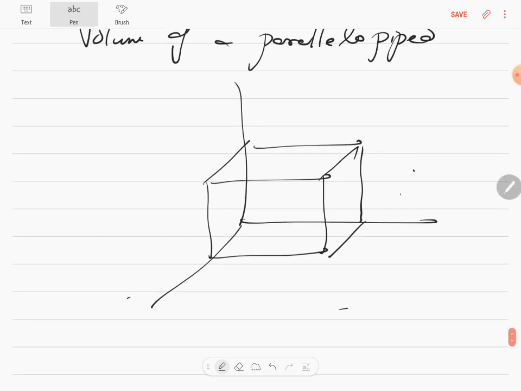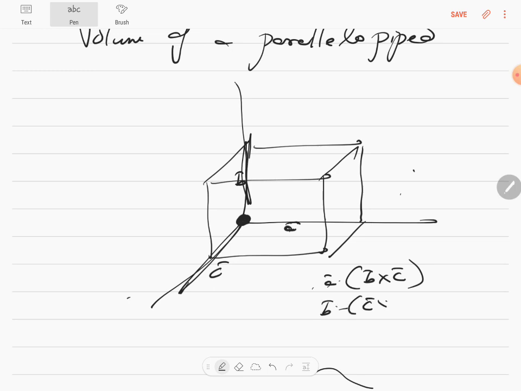So you know this is the origin, right? And this is your A vector, and this will be your B vector along the y-axis, and this will be your C vector, and all of them are from the origin, correct? Therefore, to find the volume, it is generally length into breadth into height. It's like that: A dot B cross C. Are you clear? Or B dot C cross A, or C dot A cross B.